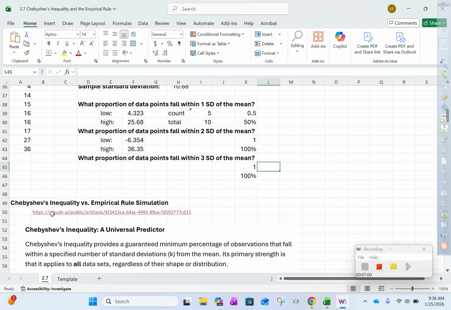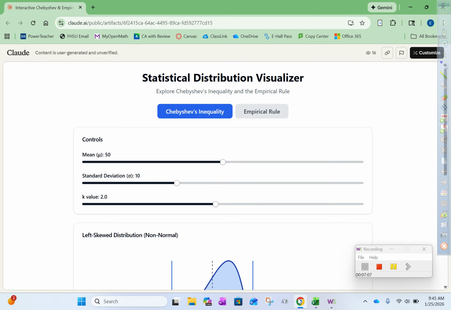Okay, so go ahead and click on this first cell here, and it will take you to this link that gives you kind of the visual of both of these tools that we're going to use. So the first one is Chebyshev's inequality, and that works for any type of data set, no matter what it looks like. Okay, so this is going to be a useful one when we have skewed sets, or if we don't know the shape of our data to begin with.